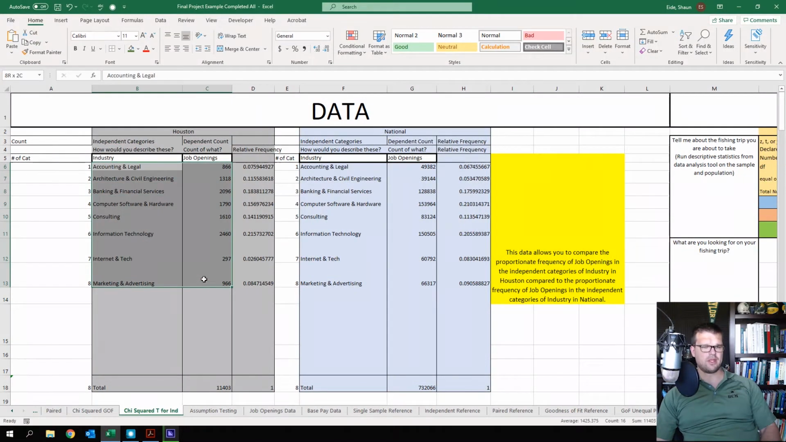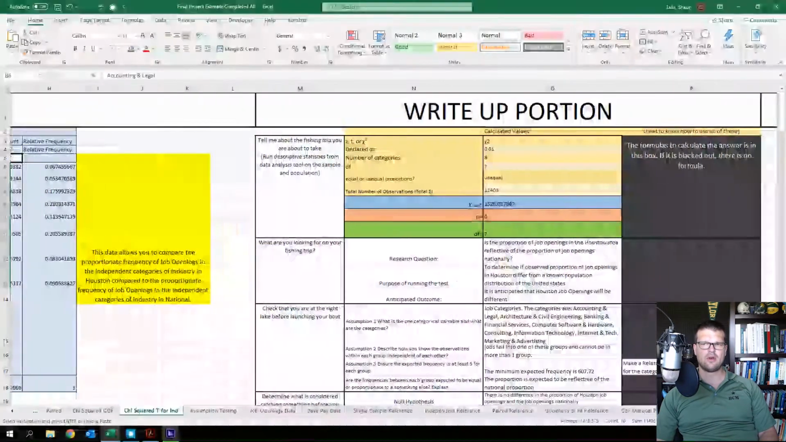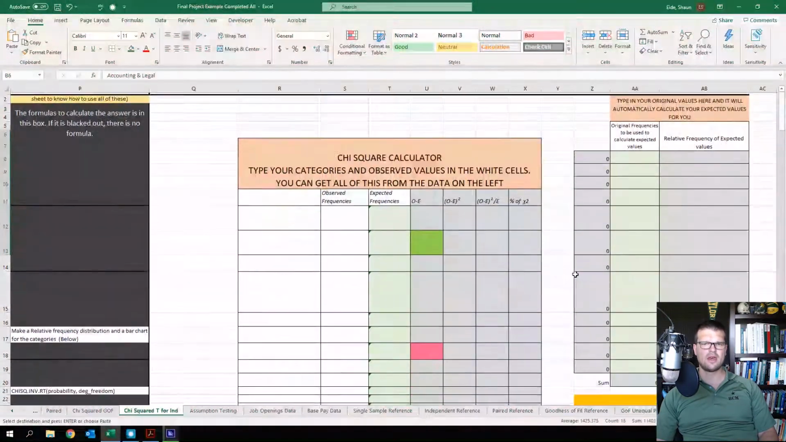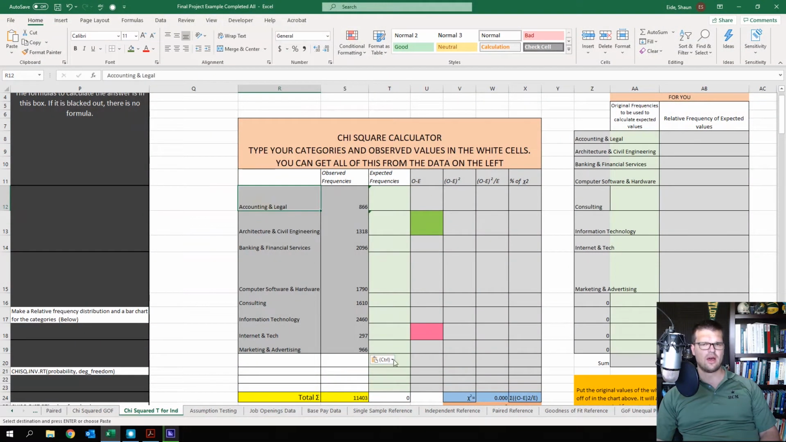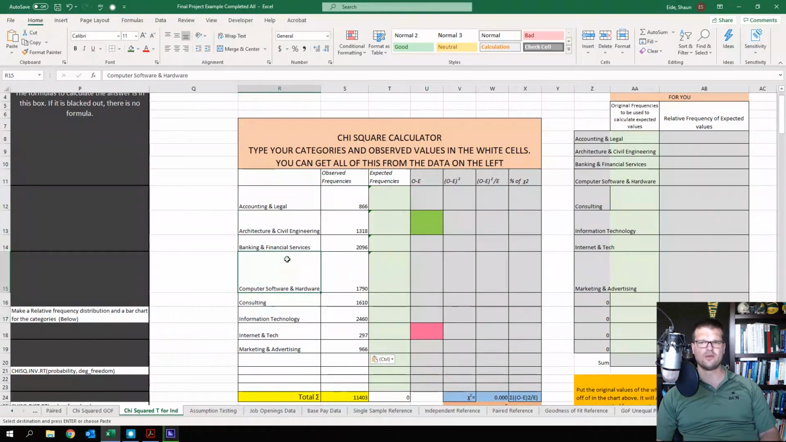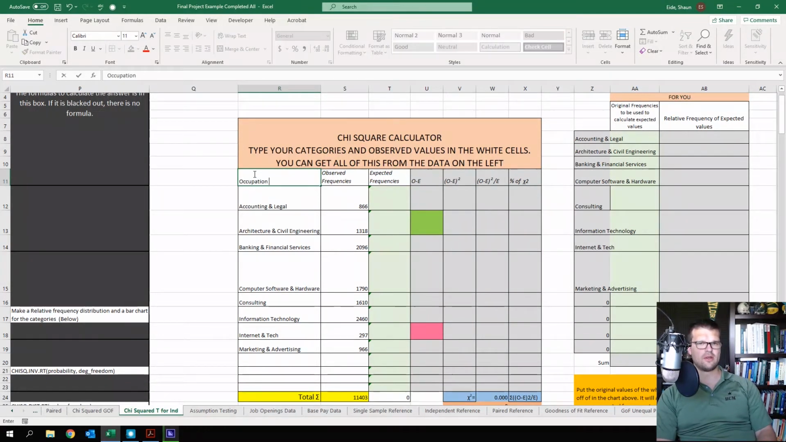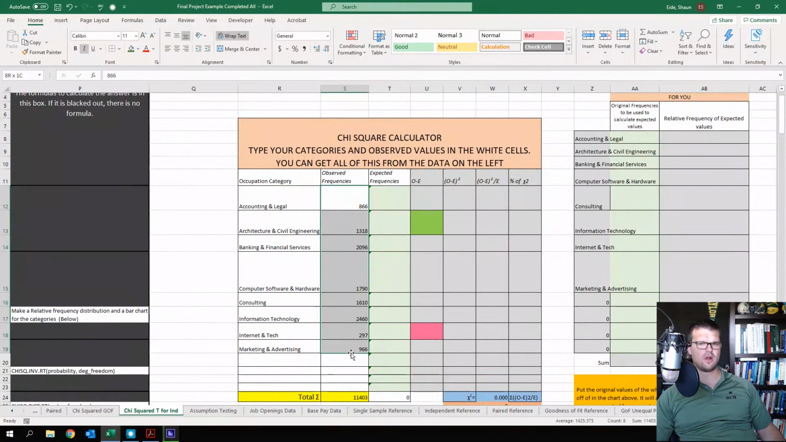So now we are going to copy this information. I'm going to copy this first and press Control C, or Command C if you're on a Mac, and come all the way over here and press Control V. I'm going to paste just the values, as I only want the values. And what am I going to put right here? Occupation categories. And so we have the observed frequency for all of those.